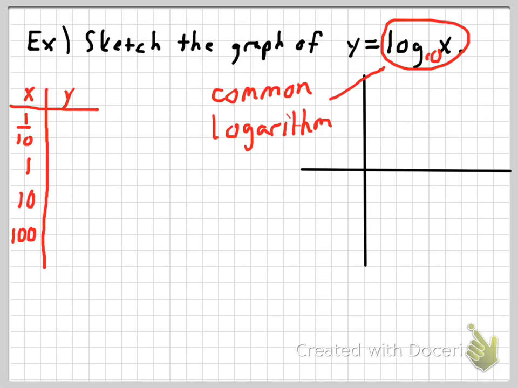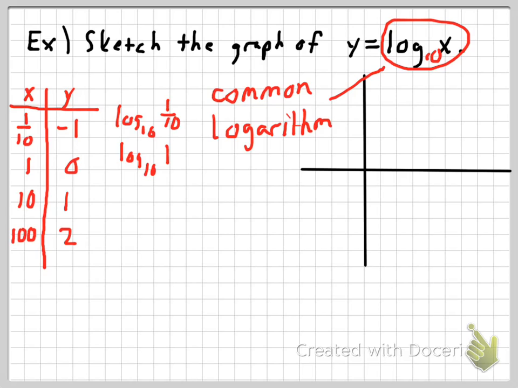Whenever I try to plug in x, I'm trying to figure out what is log base 10 of 1/10. Well, the power of 10 that gives us 1/10 is -1. Whenever I plug in 1, I'm trying to figure out log base 10 of 1 equals what number? Well, what power of 10 gives you 1? 0. And so forth. 10 to the first power will give you 10. 10 to the second power will give you 100.